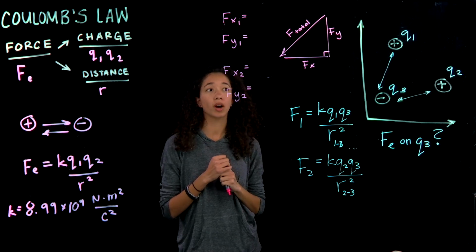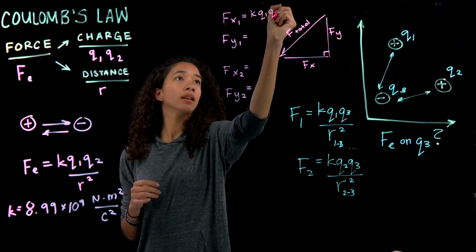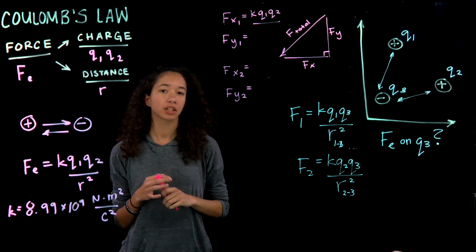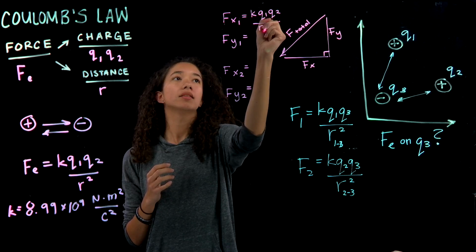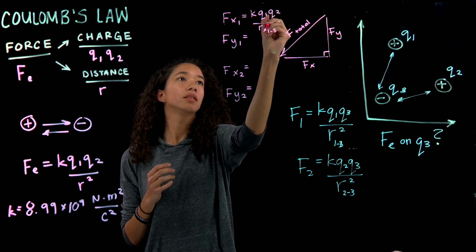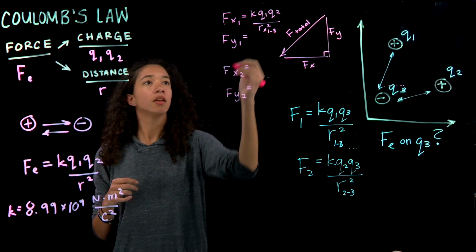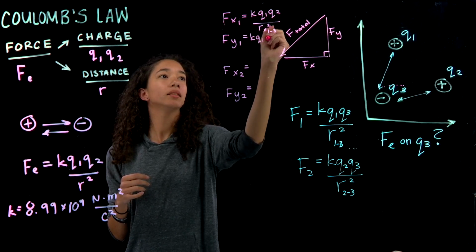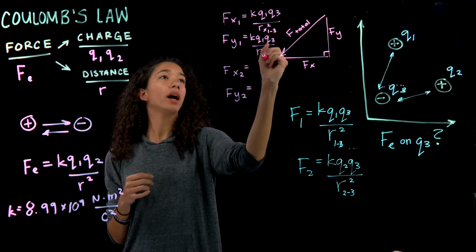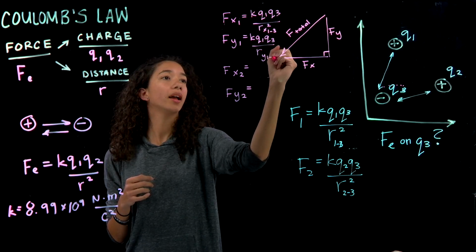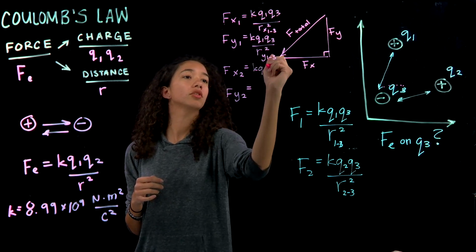So when we're looking for Fx1, we know we're using this formula to start out with. So we have K, Q1, and Q3. But when we look at the distance, we only want the distance in terms of the x direction. So I'm going to write Rx 1 to 3 squared. So we're looking at basically this little area. For Fy1, we have K, Q1, Q3. And now we're looking at the distance in the y direction only. So I'm going to write Ry 1 to 3 squared. And we're going to do the same thing for the second charge.